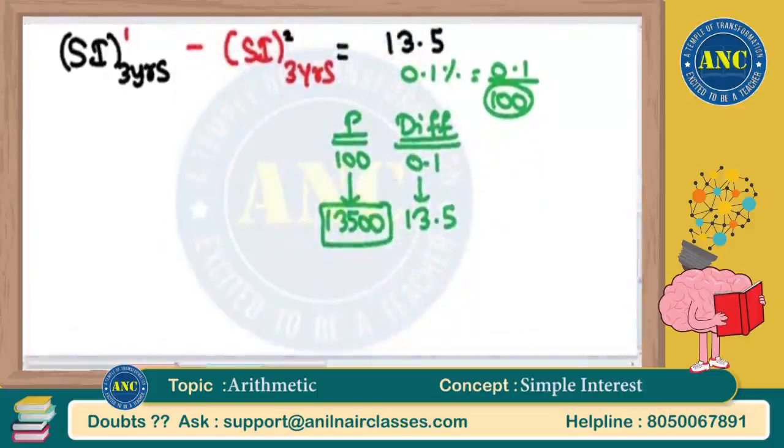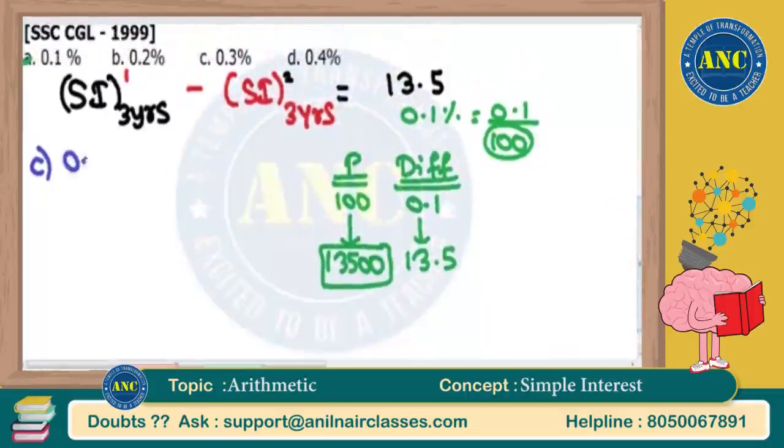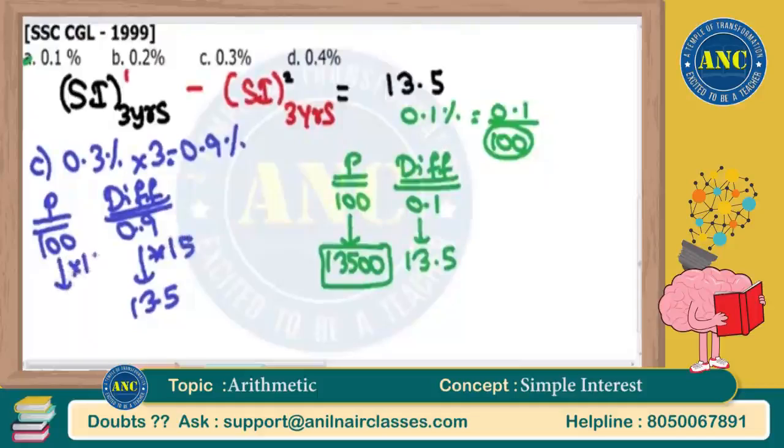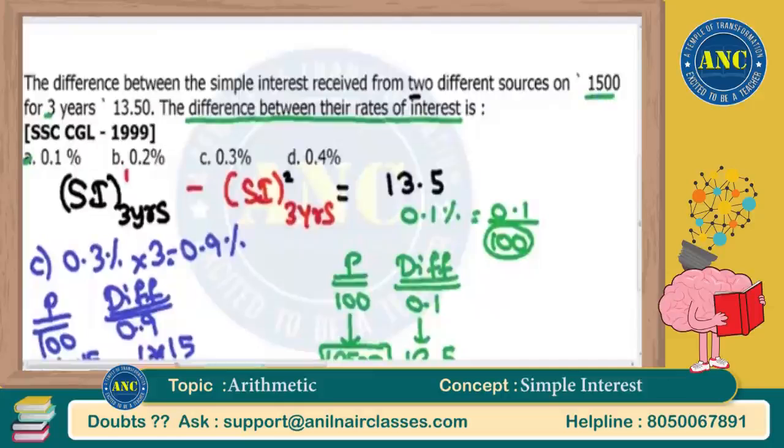Similarly, if I go directly for the third option, where it is given as 0.3 percentage per annum. For 1 year it is 0.3, for 3 years it is 0.9. 0.9 percentage is 0.9 by 100. Principal is 100. The difference will be 0.9, but the difference is 13.5. So if I multiply by 15, 100 also multiplies by 15. 100 into 15 is 1500. This is what is actually mentioned in the question. Therefore, my third option is the right answer.